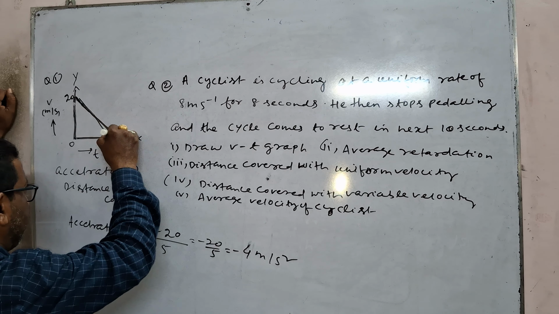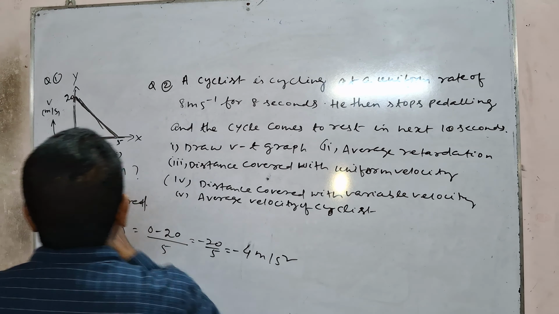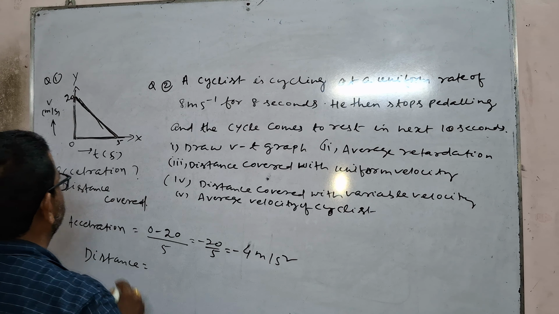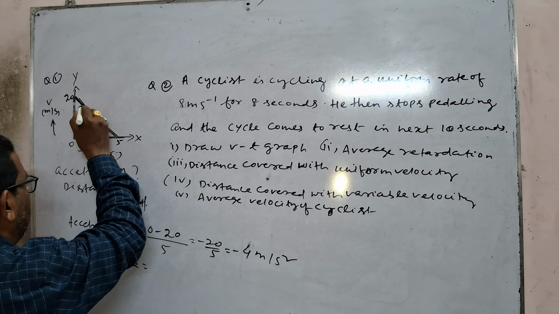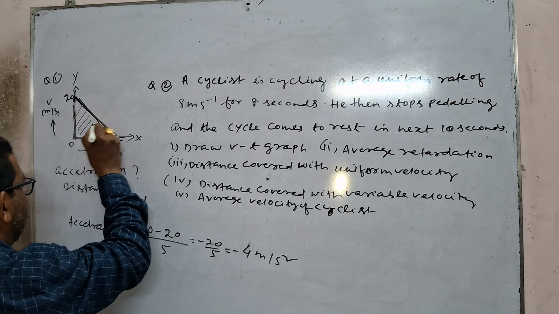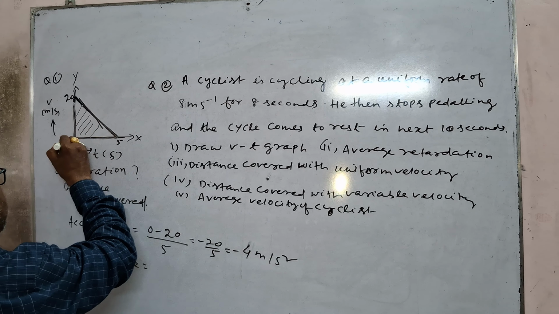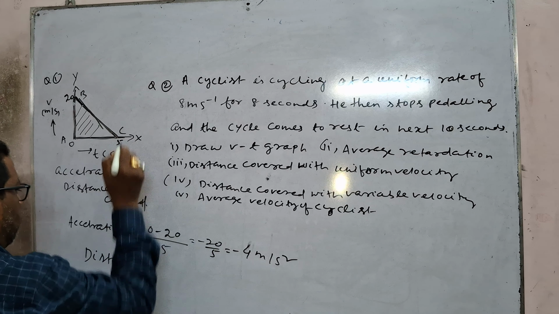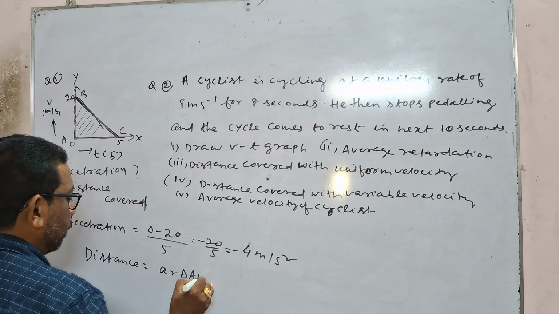Distance covered is equal to the area enclosed between the graph and the time axis. This is the graph and this is the time axis. So we have to find this area, which means the area of triangle ABC. Distance equals the area of triangle ABC.